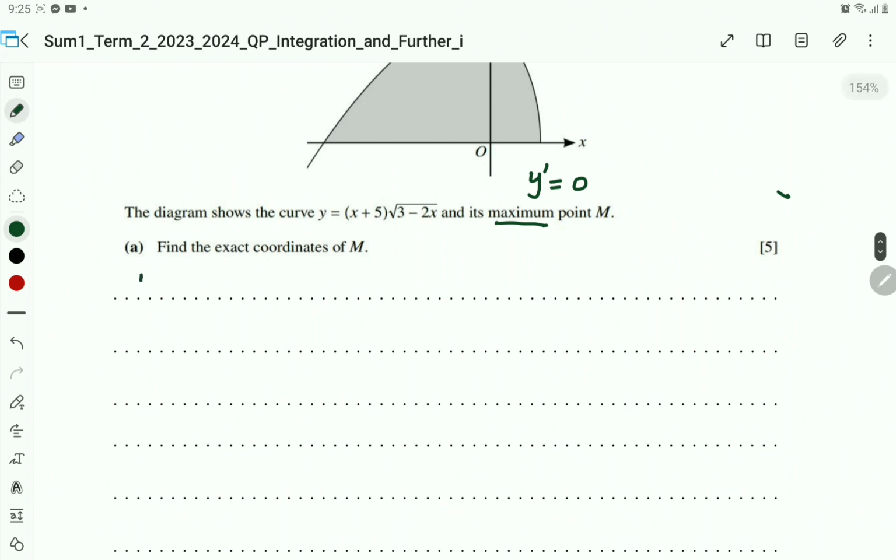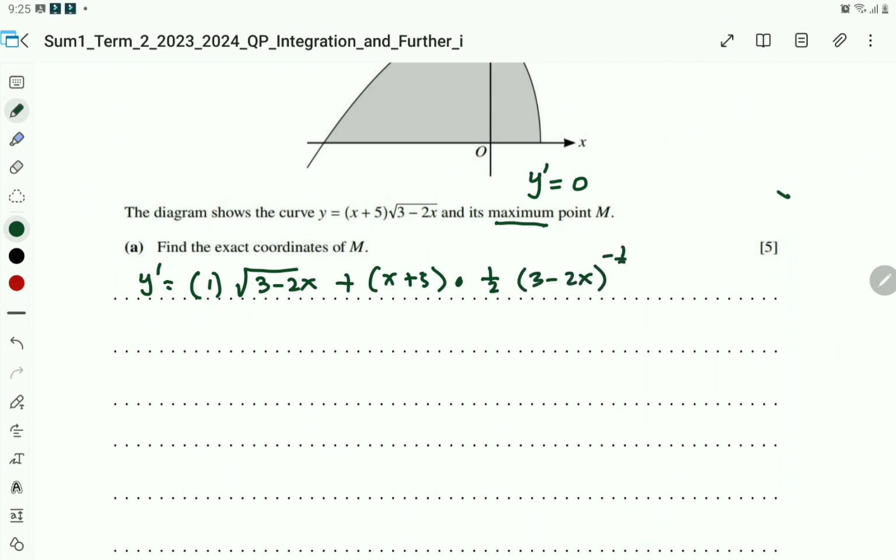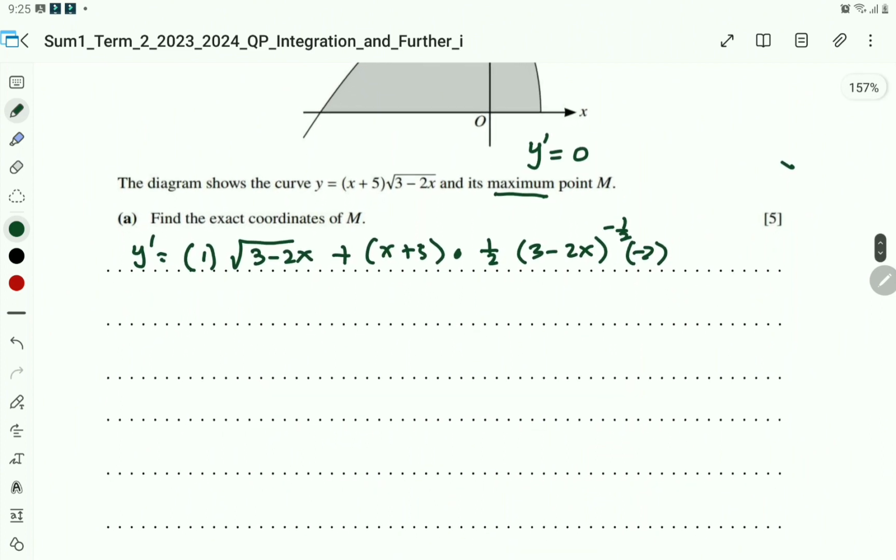Let's take this one using the product rule. The derivative of x plus 5 is 1 times the square root of 3 minus 2x, plus copy your x plus 5 times the derivative of the square root of 3 minus 2x, which is 1 half times 3 minus 2x to the negative 1 half times the negative of 2, the derivative of the inside using the chain rule. So therefore make it equal to 0.